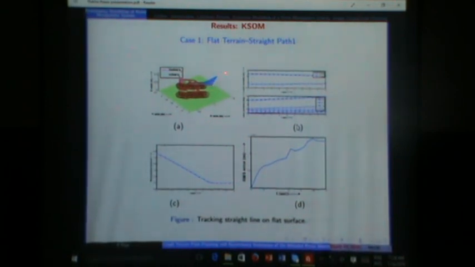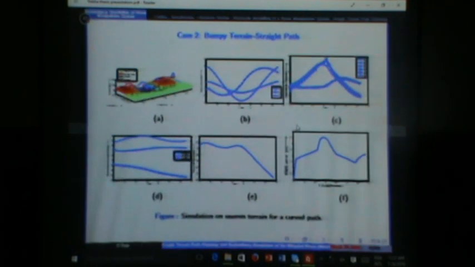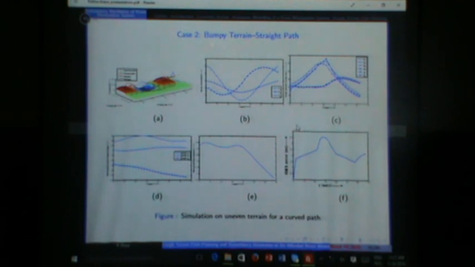For example, a straight line here. If the end effector has to follow a straight line, the end effector is moving and the robot is also moving. So both of them are moving together such that the manipulation ability is being maximized. This is in the case of a bumpy terrain, that is, following a straight line on a bumpy kind of terrain. So it is able to resolve the redundancy in real time. The advantage being it's in real time.